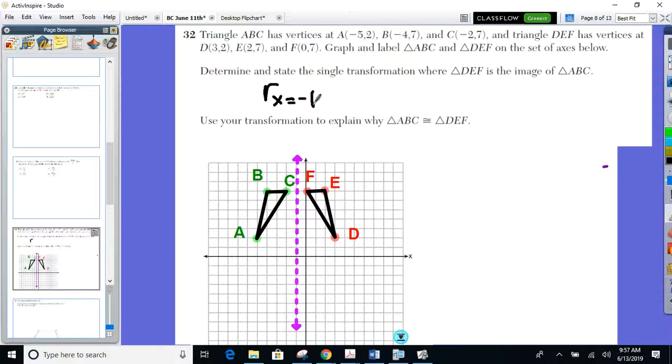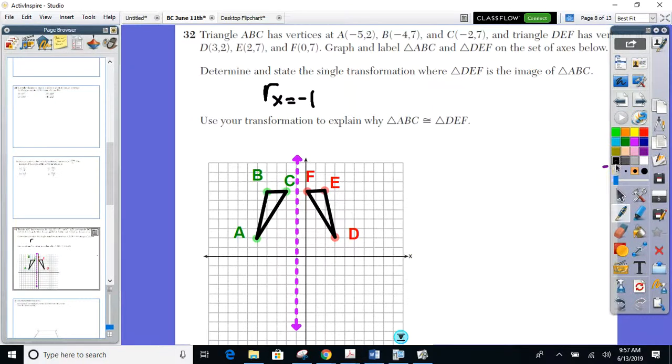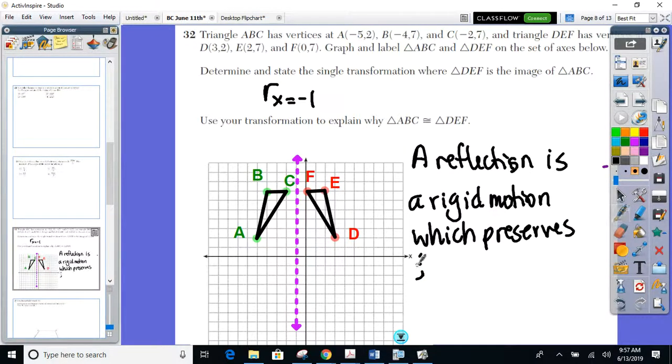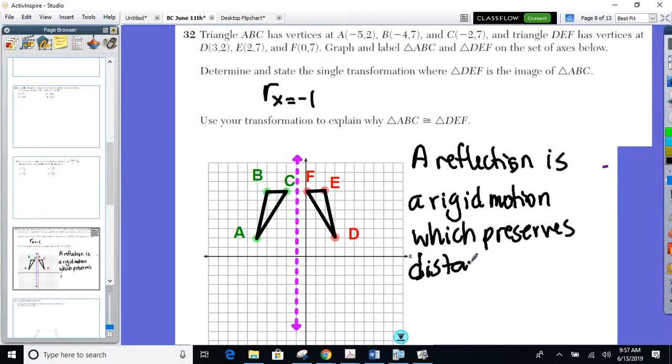Because that's not why I want to do this problem. It's the second part. Tell me why they're congruent. We need specific wording in here. All right, what did you just do? A reflection. So we're going to start this off with a reflection is a, there you go. Which does what? There you go. It's like you never left, right? Which preserves distance and angle measure. You could also say side length instead of distance. That's fine. Distance and angle measure.